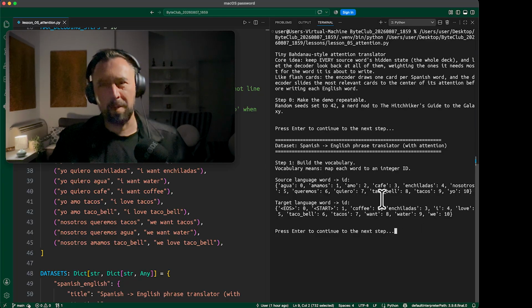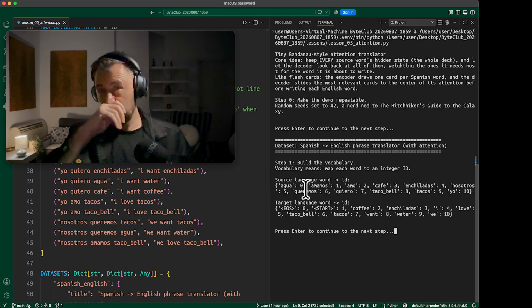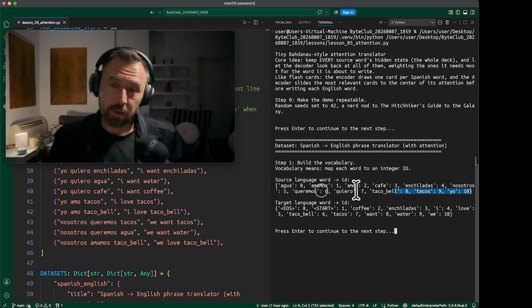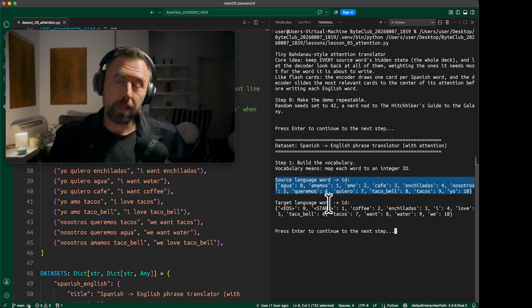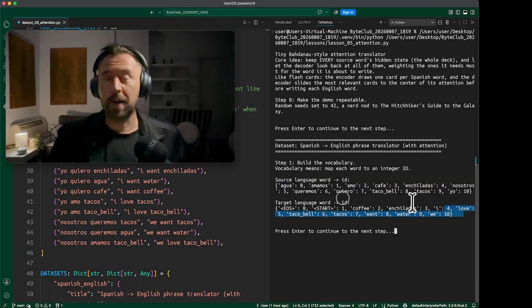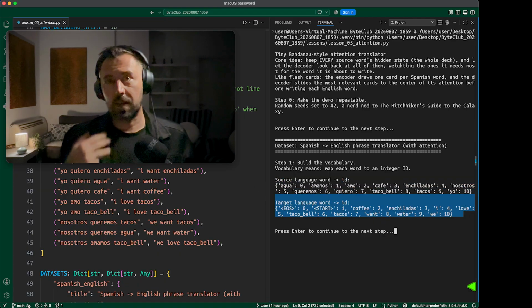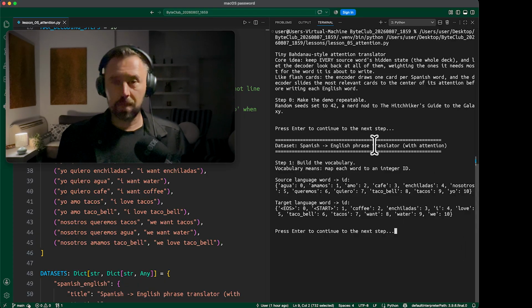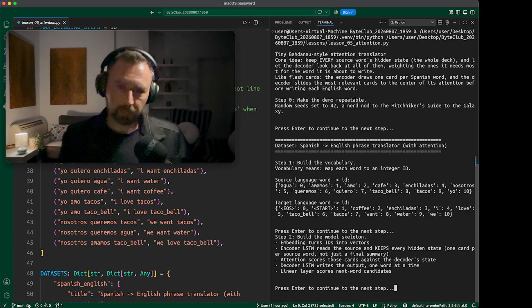First, we're going to build the vocabulary. So we're going to take all of our Spanish words, and we're going to assign a whole number, an integer, to each. And that's going to be our Spanish vocabulary. And then we're going to take each unique English word and assign a whole number to it as well. And then we have the vocabularies. We're going to hit enter to continue.